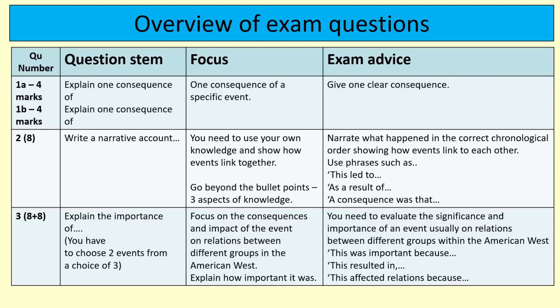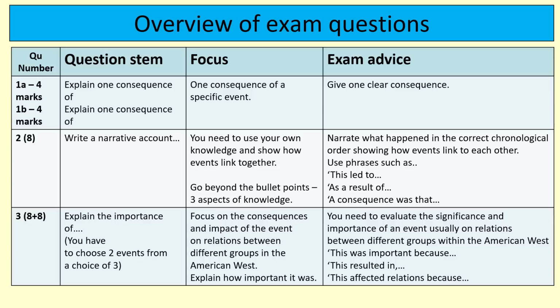Question 2 is the narrative account question. It's the one where you've really got to connect and link different events together using phrases like this led to, as a result of, a consequence was that. And then question 3, you have to choose two events from a choice of 3. It's to explain the importance of question.